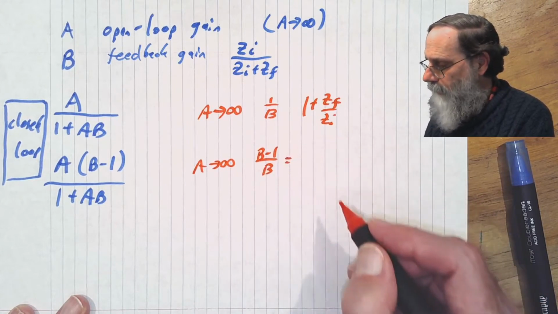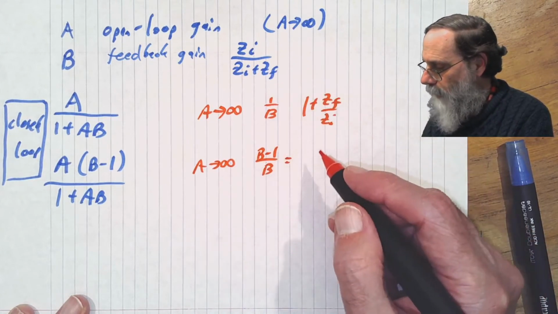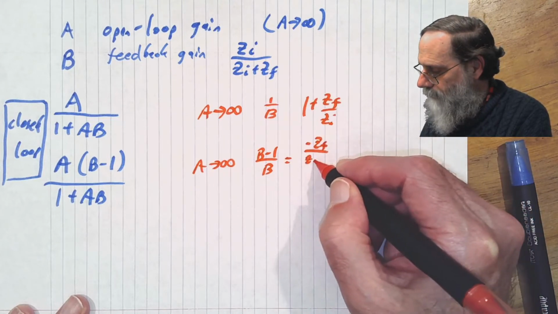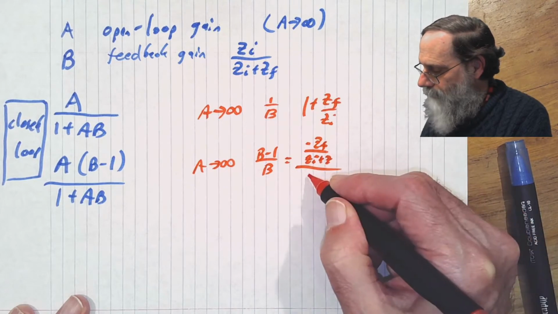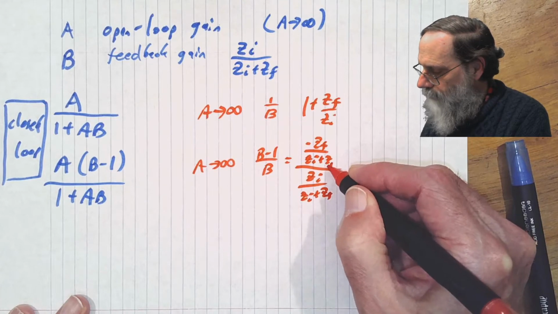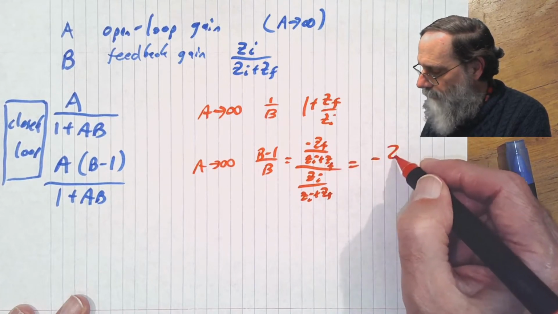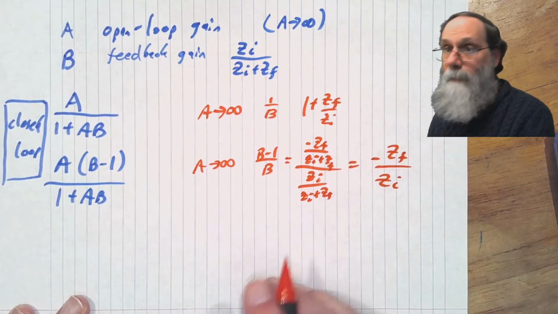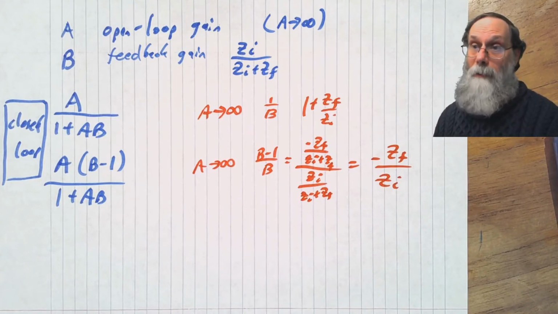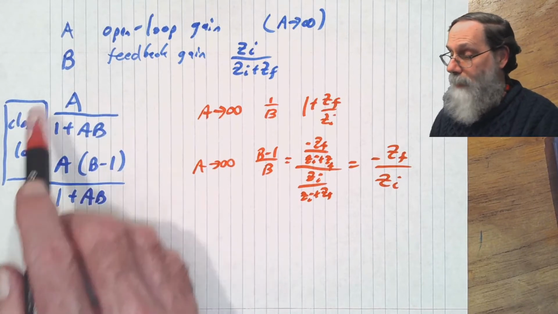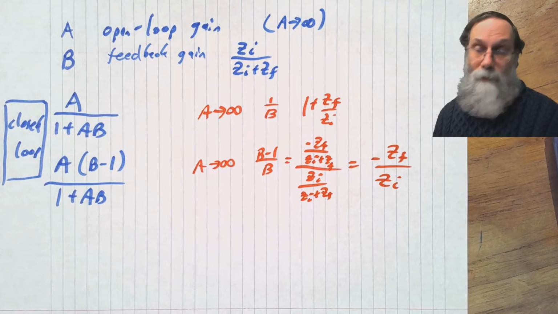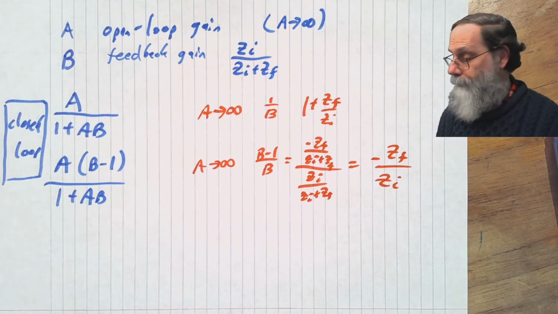And we can simplify that by saying, well, what's B minus 1? That's going to be minus Zf over Zi plus Zf, divided by B, which is Zi over Zi plus Zf. And that just simplifies to minus Zf over Zi, which is indeed the formula that we've used in the past for inverting amplifiers. So all I've shown you here really is that this formula, as you take A to infinity, goes to the value that we expected it to.